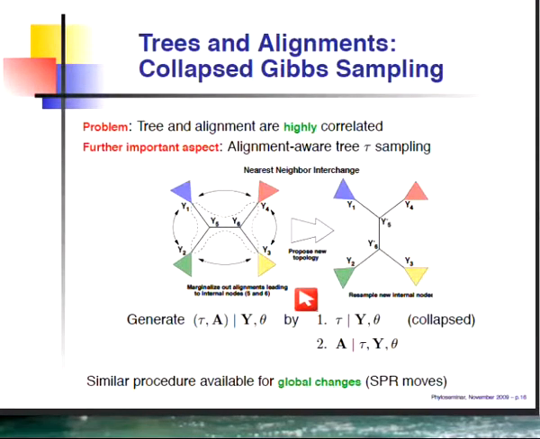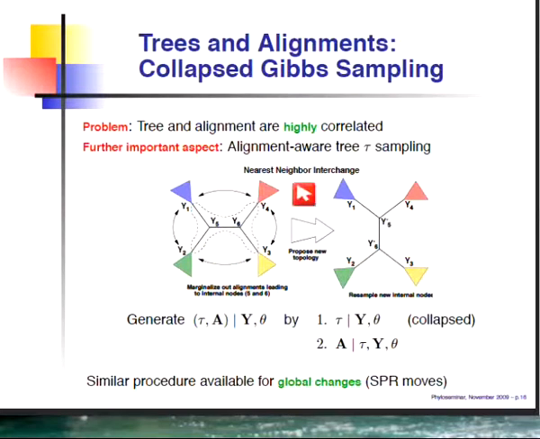Finally, you might recall that I said we could iterate back and forth between sampling the alignment given the tree and the tree given the alignment. However, trees and alignments are highly correlated, and so that might lead to a very slowly mixing Markov chain. One way to improve that mixing is to accept the fact that they're highly correlated and do what's called a collapsed Gibbs sampling approach. So we're going to generate from the joint distribution of the alignment and the tree by first integrating out a small part of all the alignment statements.